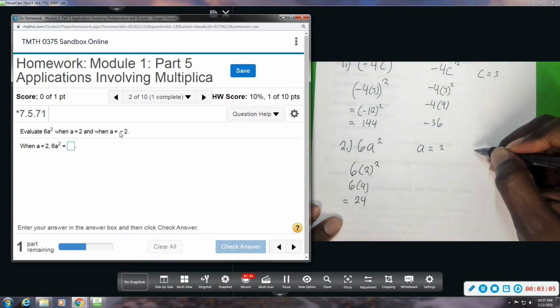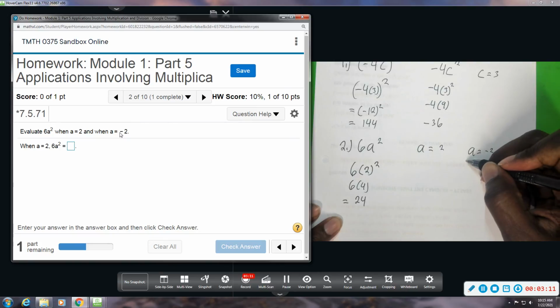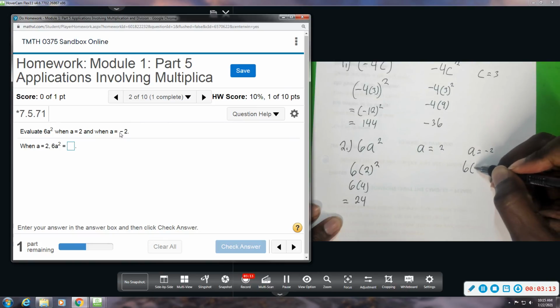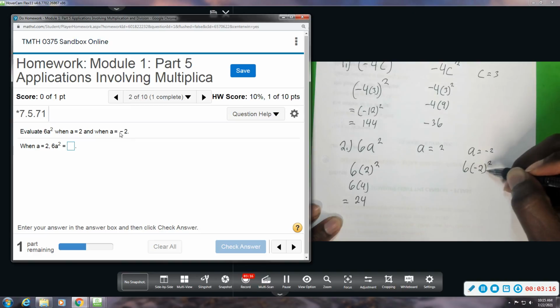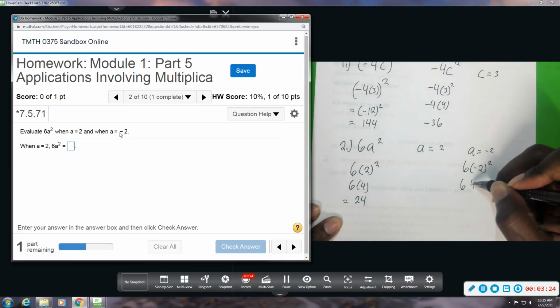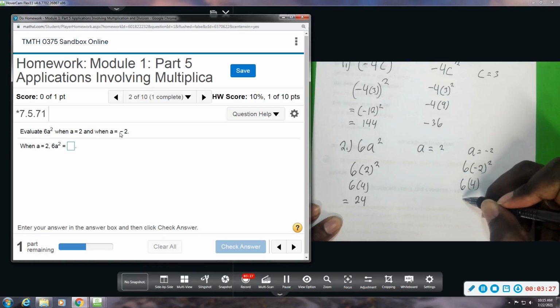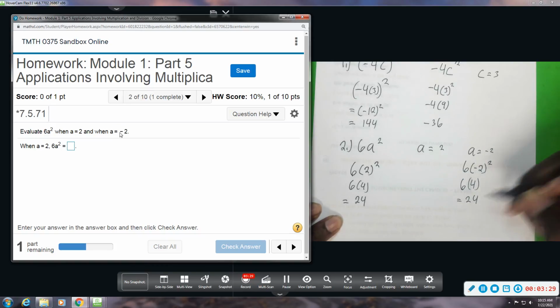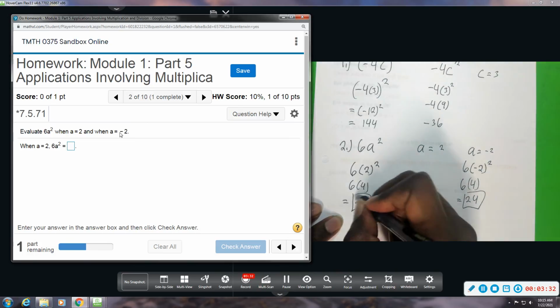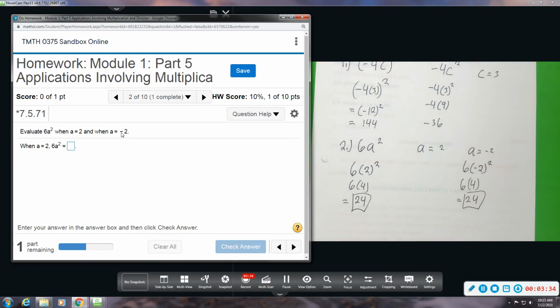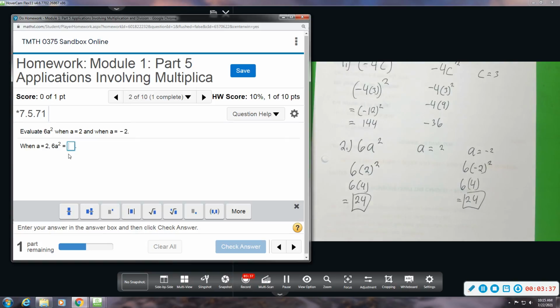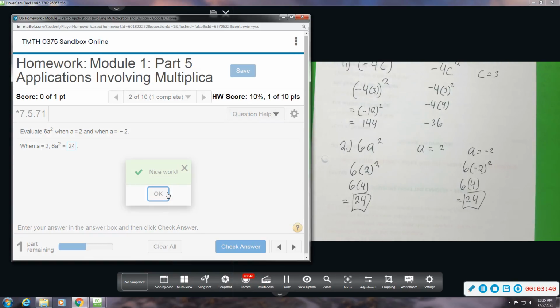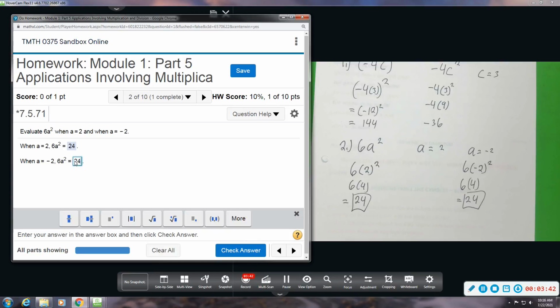Okay, so now we're going to let a equal negative 2. So I'm going to do 6, replace the a with a negative 2 squared. Negative 2 squared is negative 2 times negative 2. 2 negatives will give us a positive, so we end up with 6 times 4 again, and 6 times 4 will give us 24. So we get the same answer both times here. When it's positive 2, we get 24, and when it is negative 2, we also get a positive 24.